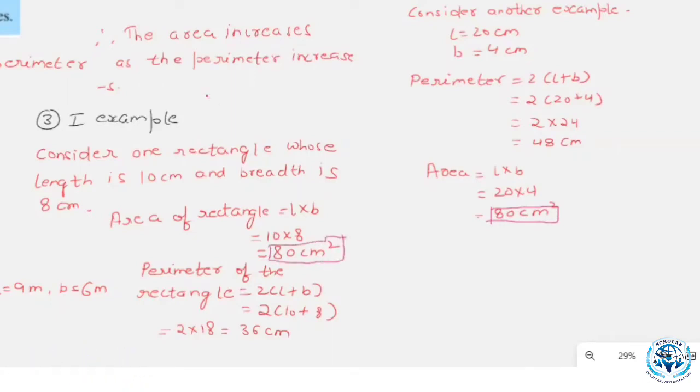Now you can see that the area of the rectangle is same, 80 centimeter square and 80 centimeter square. Now you can see that the perimeter has increased from 36 to 48 centimeter. So we can say that area does not increase when perimeter increases. This was the first example.